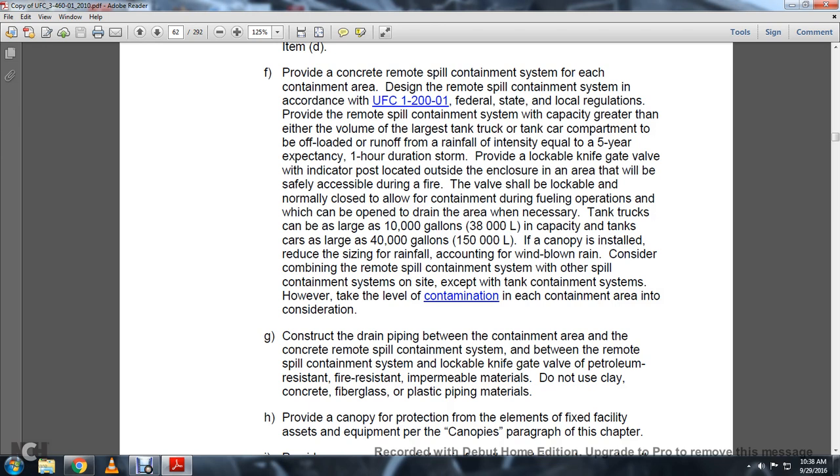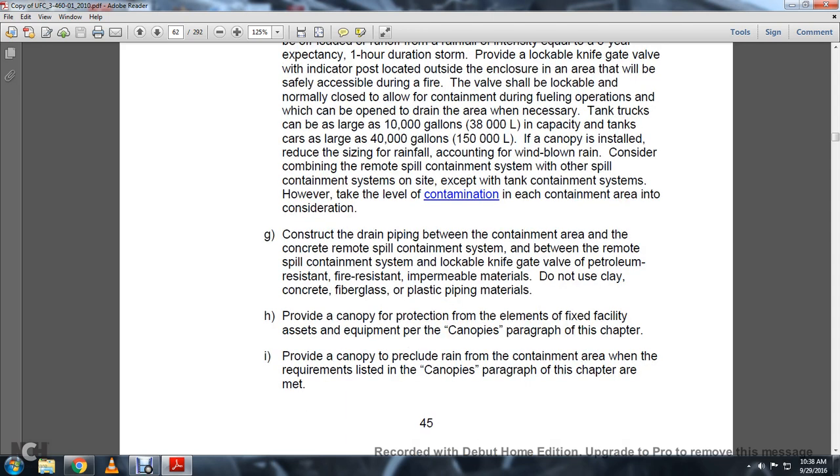Tanker trucks can be as large as 10,000 gallons in capacity, and tank cars as large as 40,000 gallons. If a canopy is installed, consider reducing the size of the rainfall with account for wind-blown rain. Consider combining the remote spill containment system with other spill containment systems on site, except for the tank containment system. However, take the level of contamination in each containment area into consideration. G.